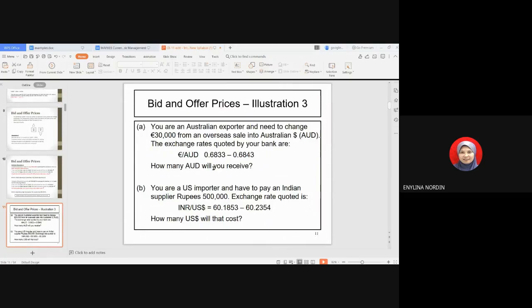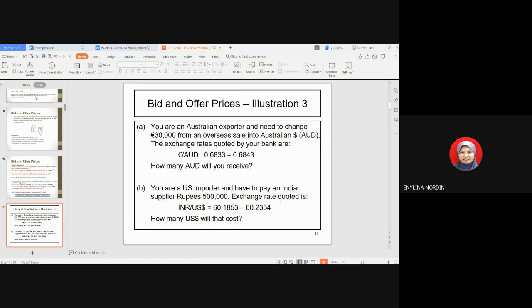Let's say you are an Australian exporter and you need to convert 30,000 euro from an overseas sale. So you are the exporter. You sell your goods to foreign countries and you receive 30,000 euro, the foreign currency, and then you want to convert it into Australian dollar, AUD. And the exchange rate here is quoted in mid, what do we call it today?